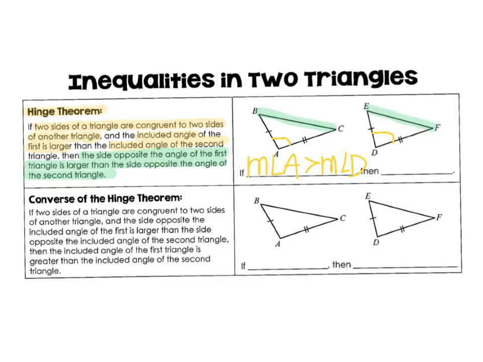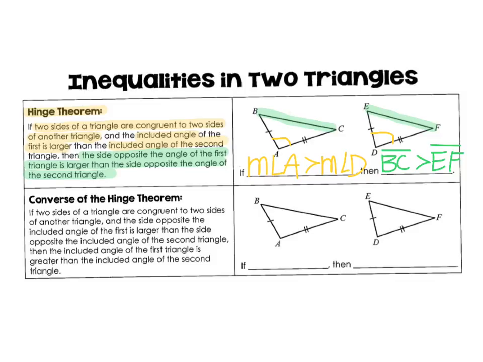So if we know that the measure of angle A is greater than the measure of angle D, then we can say that the measure of BC is going to be greater than the measure of EF. And that's the hinge theorem.